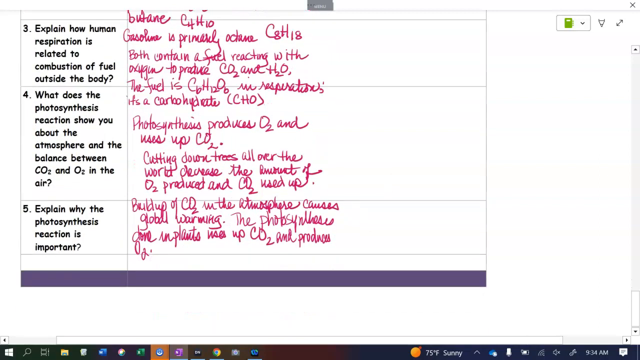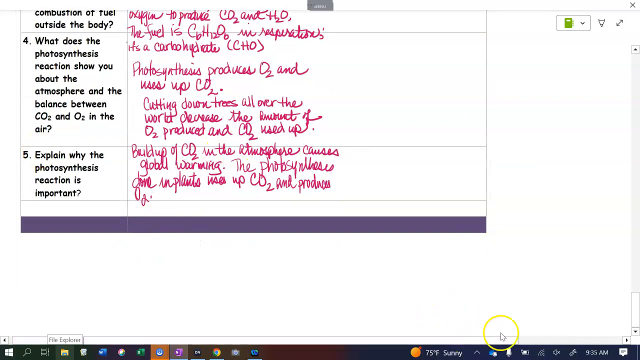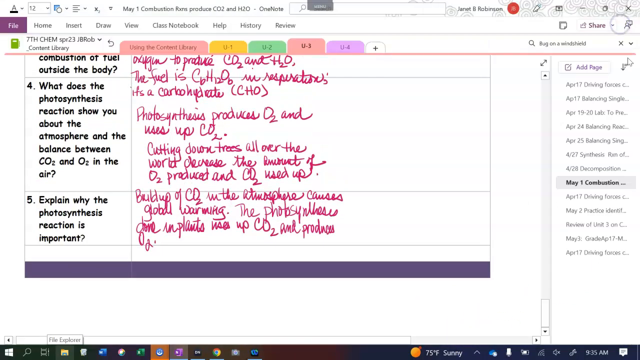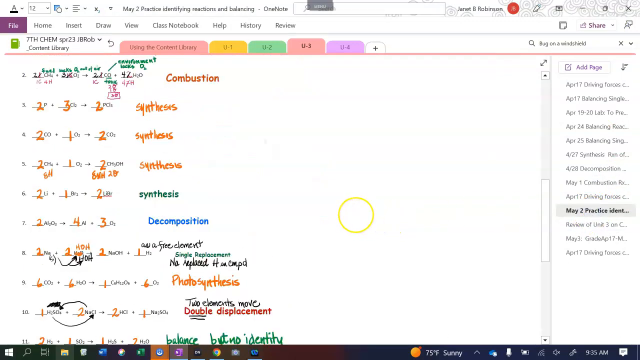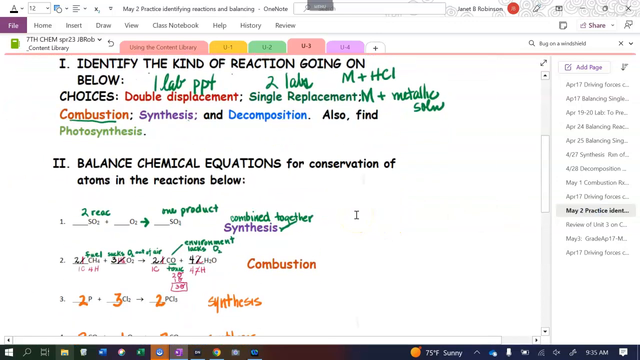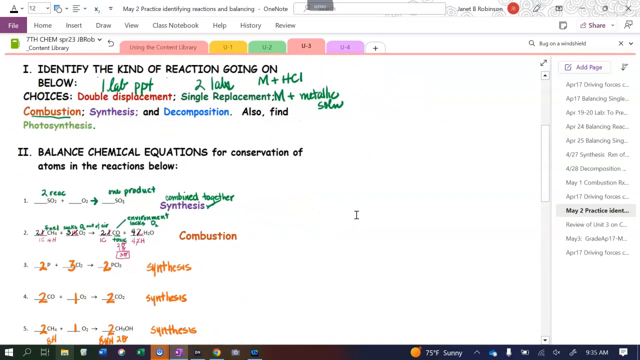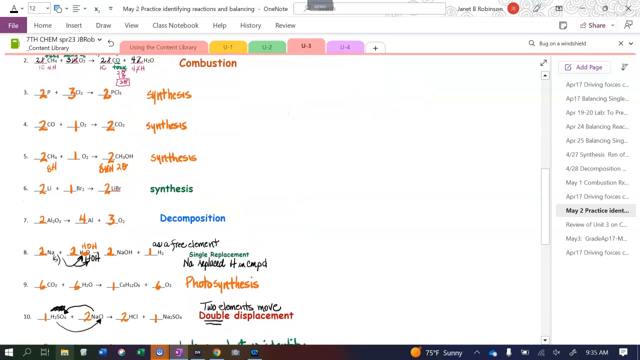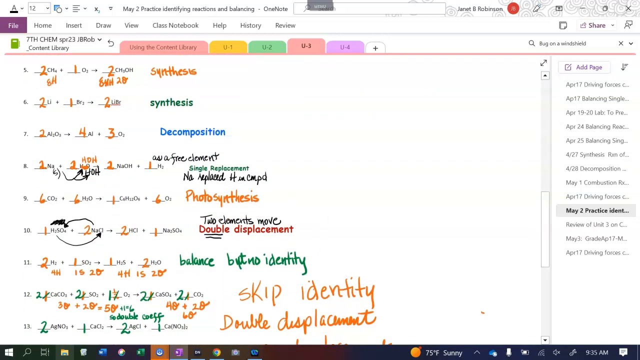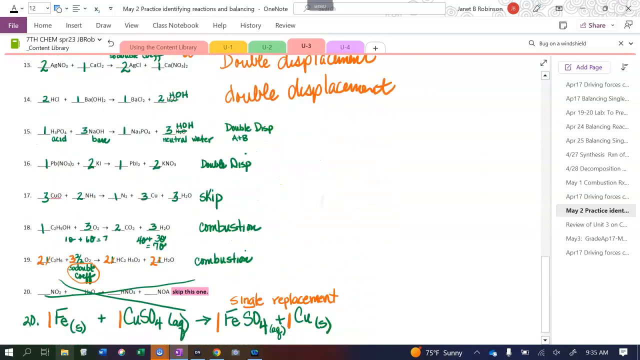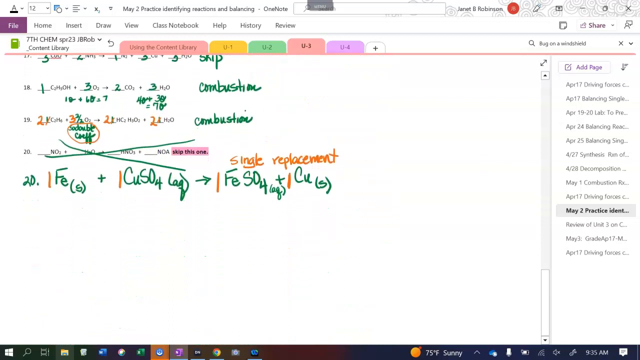And then we talked about photosynthesis and why that was important. We had practice identifying these yesterday, so you will be able to go through and see the coefficients and the kind of reaction for every one that we did.